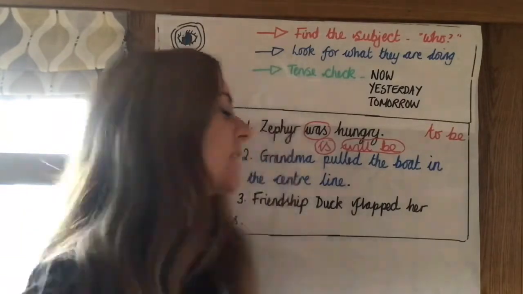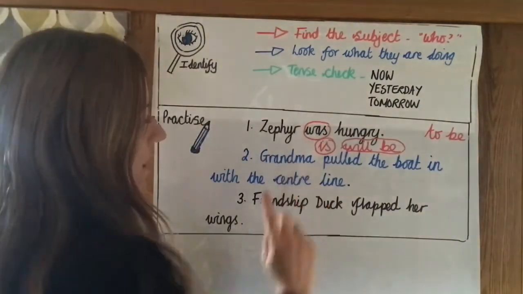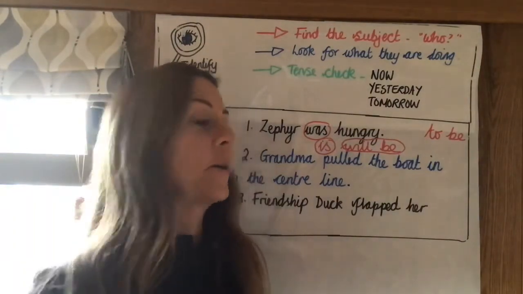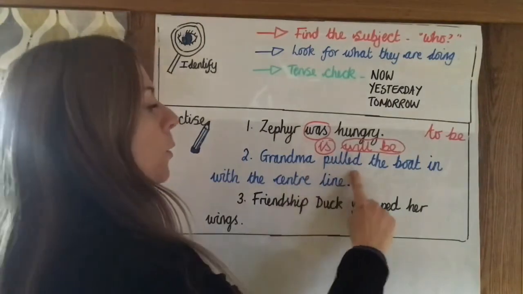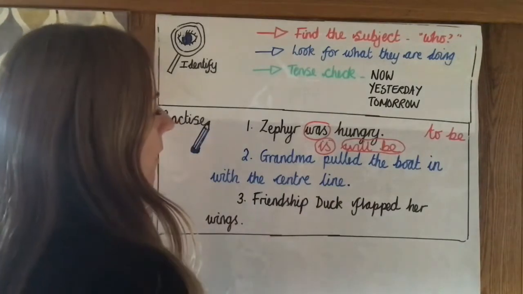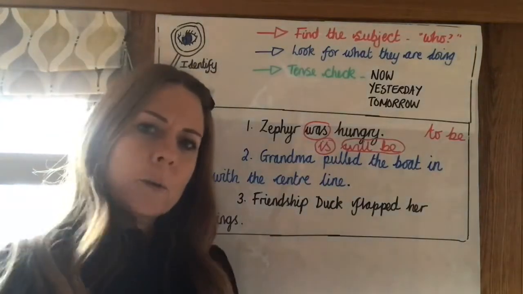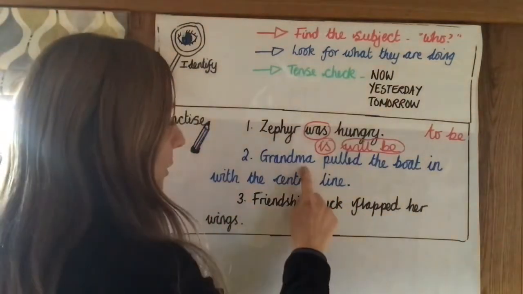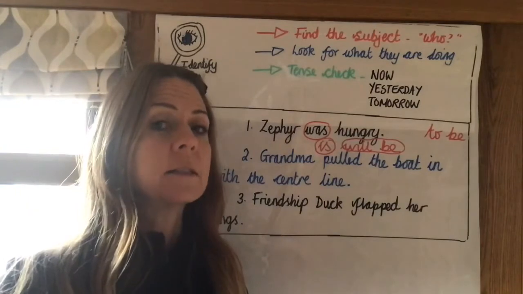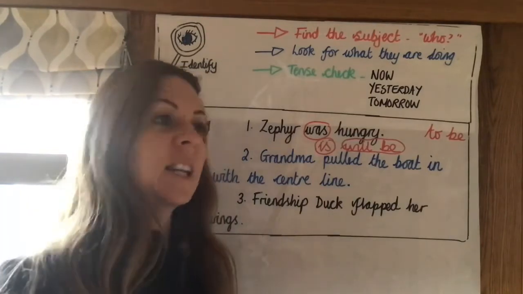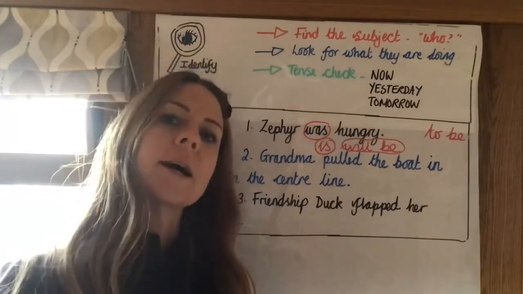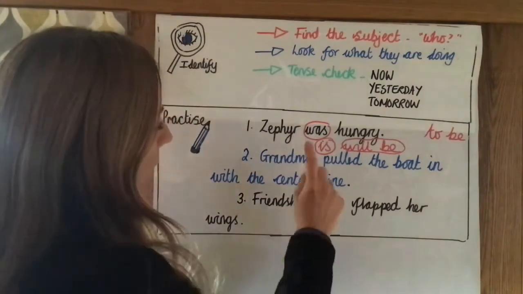Let's have a look at a second sentence. Grandma. Now, Grandma in the story is the owner of Zephyr, and she has the narrowboat. Grandma pulled the boat in with the centre line. So, who is the subject? Who is the sentence about? Well, that's our who, Grandma, and she comes at the beginning of our sentence. Watch out though, because some sentences don't always start with the subject. And if you're writing your own sentence, it's good not to always start with the subject, so it gives variety to the reader.